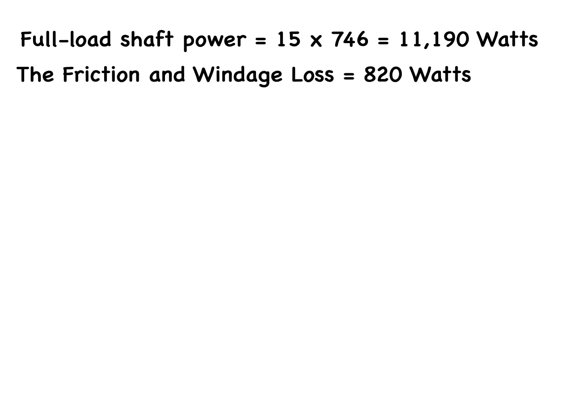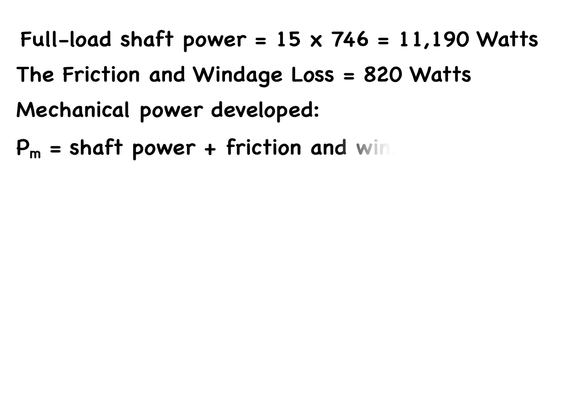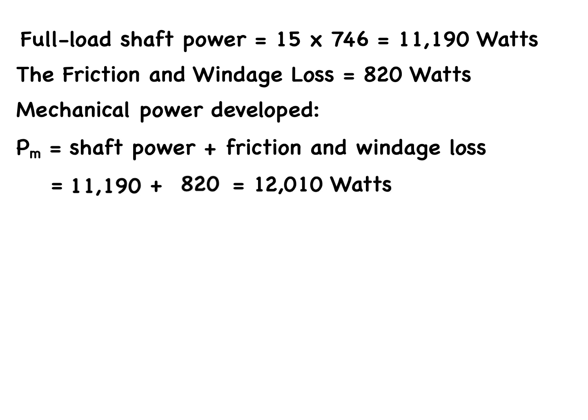Converting the mechanical rating of full load power to full load shaft power, we get 15 horsepower times 746, and that equates to 11,190 watts. And the frictional and windage loss we have been given as 820 watts. The mechanical power developed then is P subscript M, which is equal to shaft power plus the friction and windage loss, which gives us 11,190 plus 820 for a total of 12,010 watts.